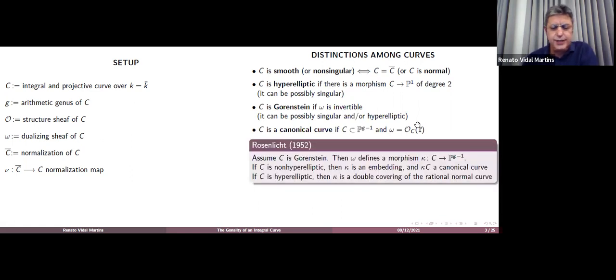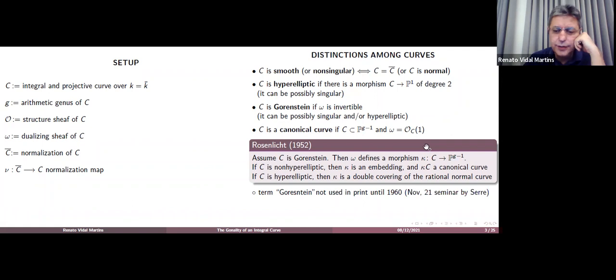So here there's this result by Rosenlicht. Assume C is Gorenstein, then omega defines a morphism K from C to P^(g-1), and if C is non-hyperelliptic, then K is an embedding and K(C) a canonical curve. If C is hyperelliptic, then K is a double covering of the rational normal curve. So Rosenlicht didn't use the term Gorenstein. The term Gorenstein was not used in print until 1960, more precisely November 21, in a seminar by Serre.